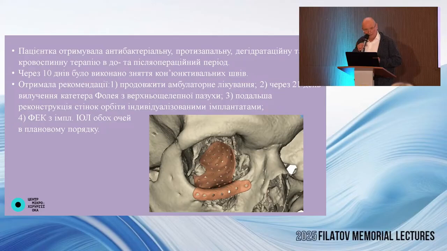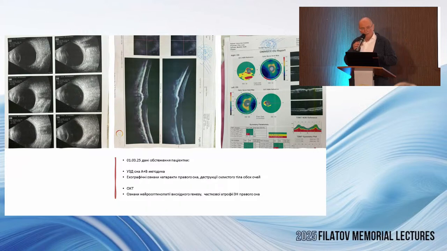In 10 days, the conjunctival sutures were removed. The patient received some recommendations to continue the outpatient treatment. Foley's catheter was removed in 21 days. Then we reconstructed the orbital wall using the individualized implant. After this, the patient never returned because she was choosing a hospital for further recovery of the orbital wall.